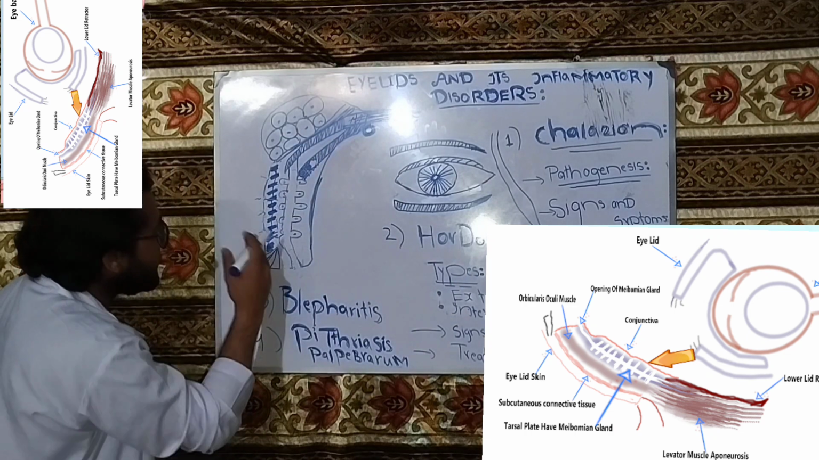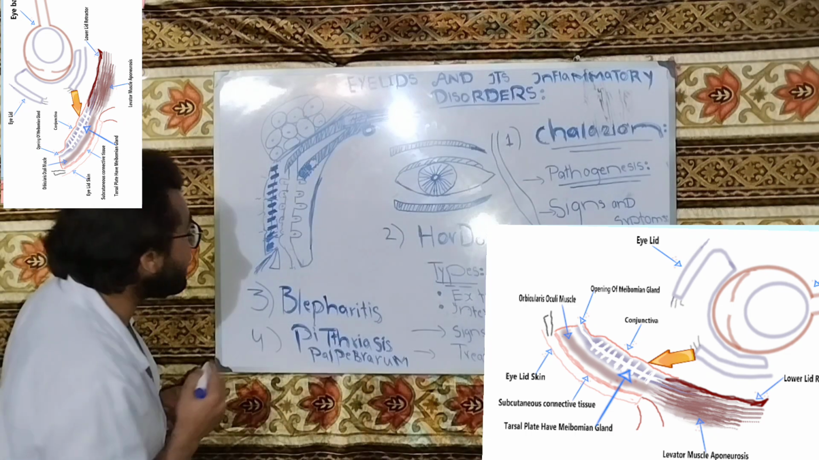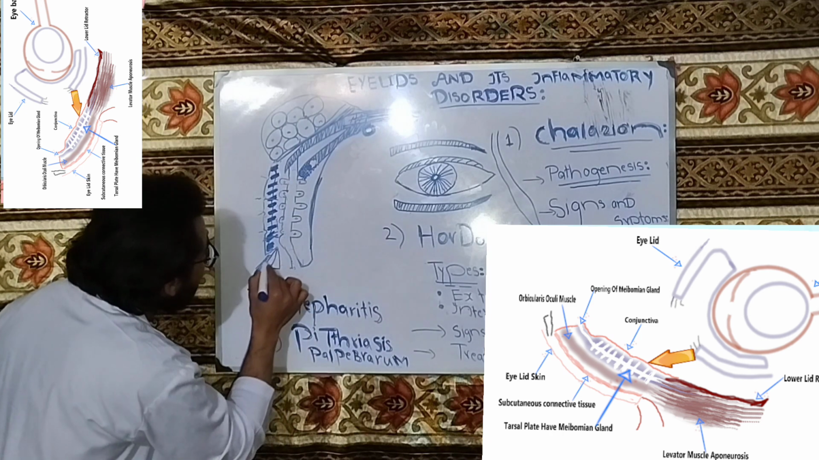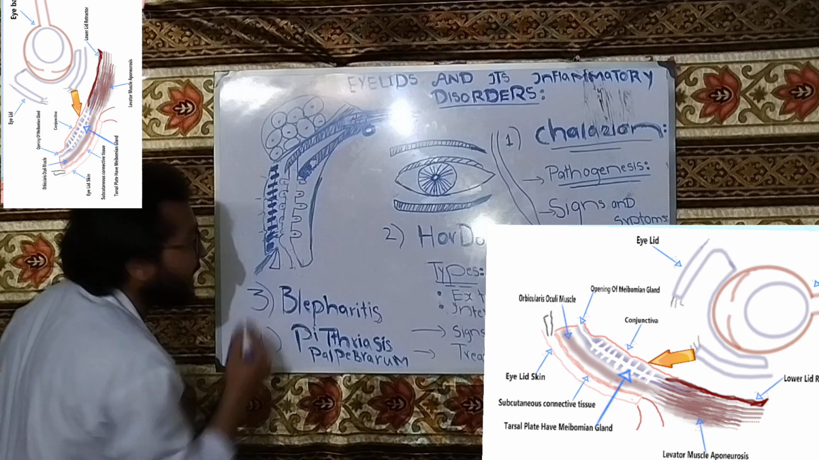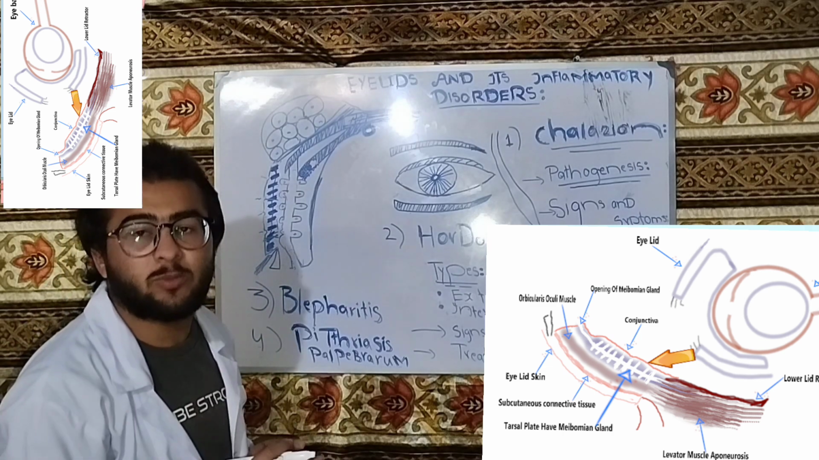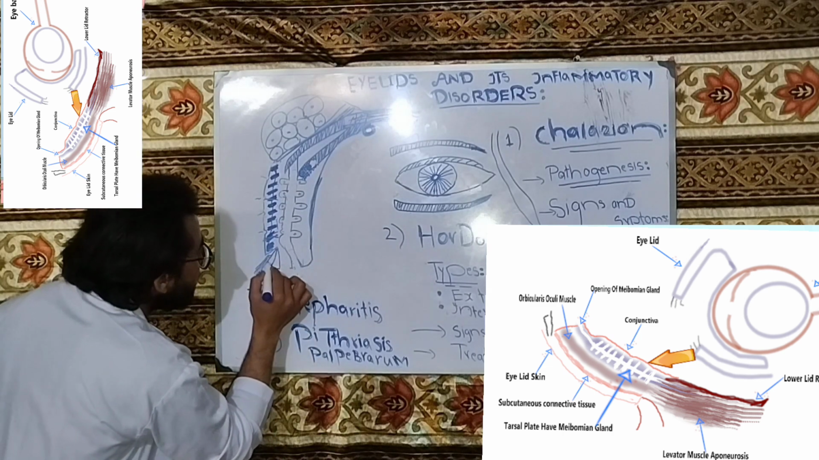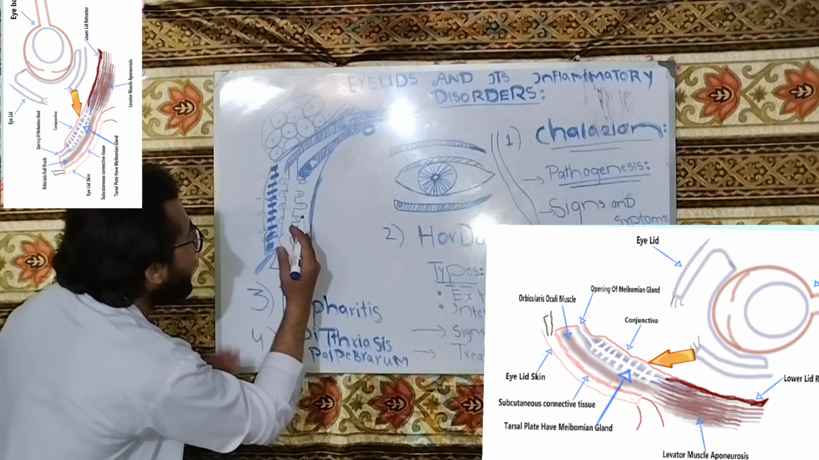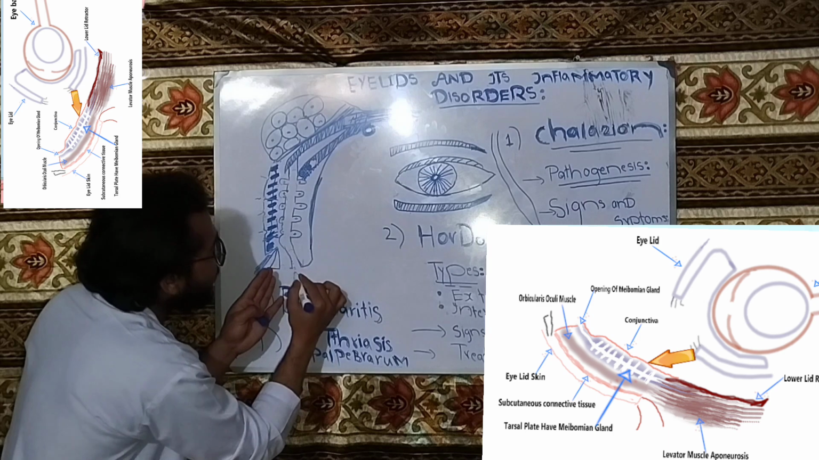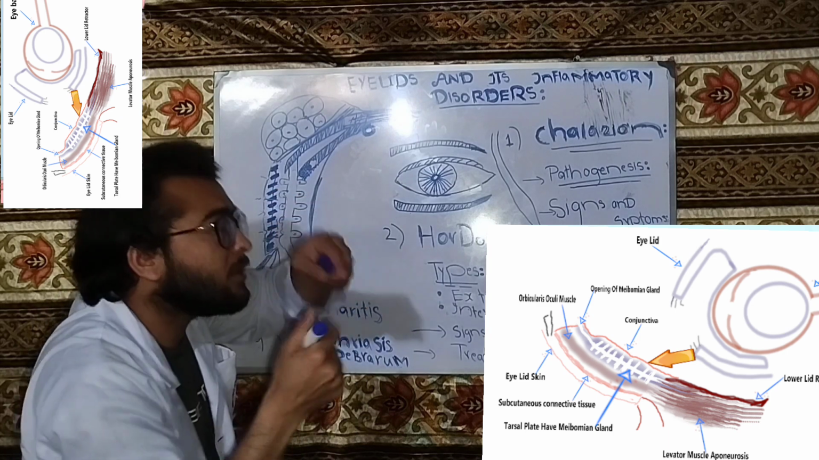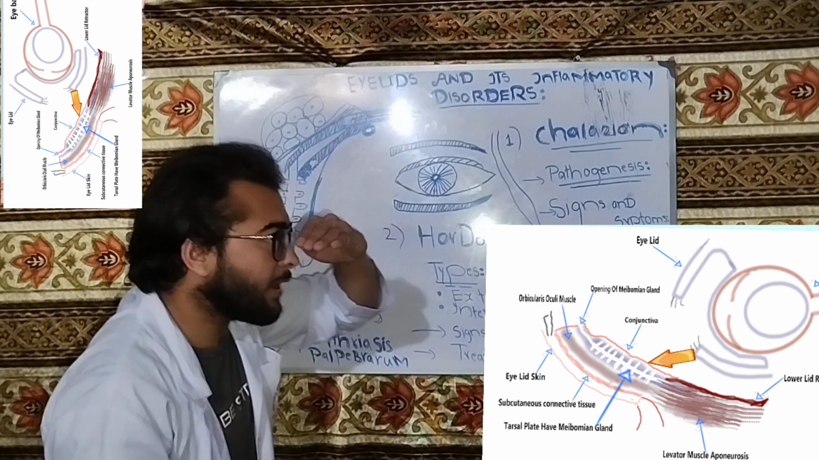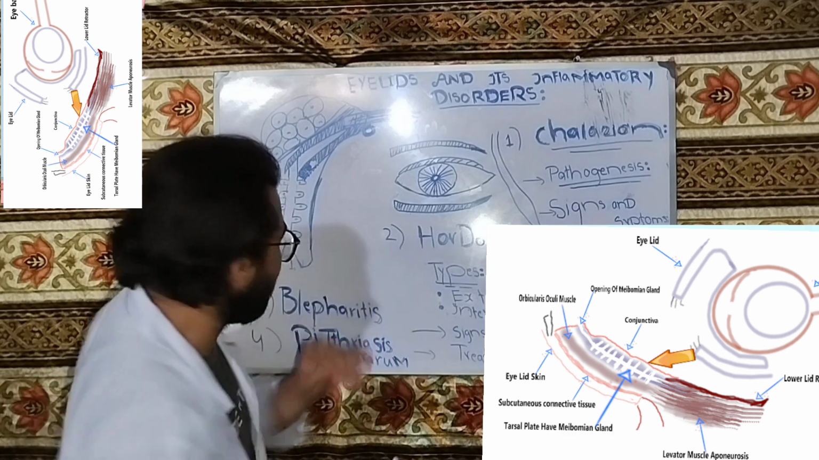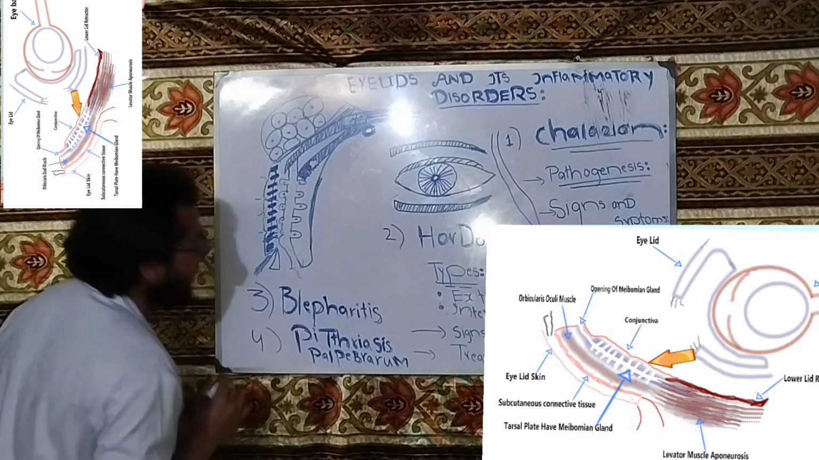There are also some other structures in the anterior lamella. We have the eyelashes and the lash follicle, and this follicle has associated glands called the gland of Zeis and the gland of Moll. In the posterior lamella, we also have openings in the eyelid. If I invert the eyelid, there will be the openings of the meibomian glands.